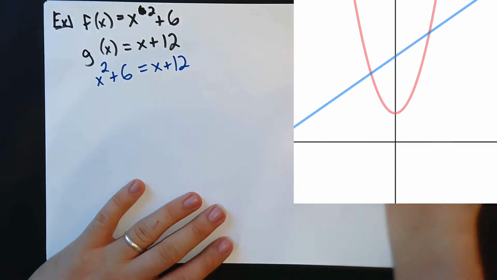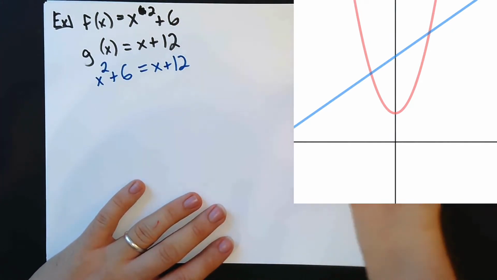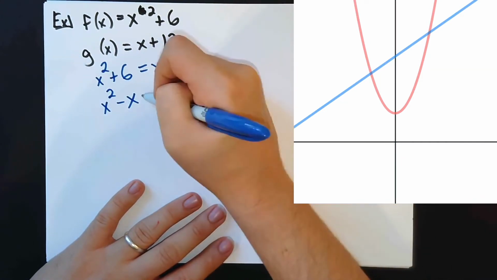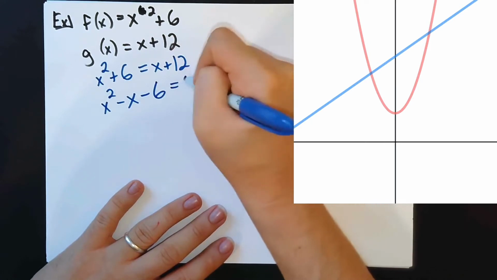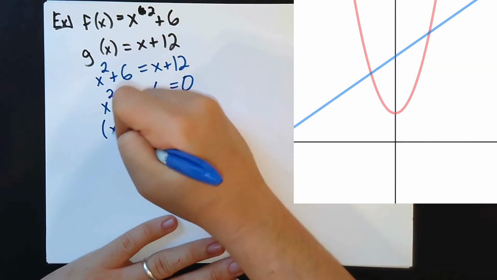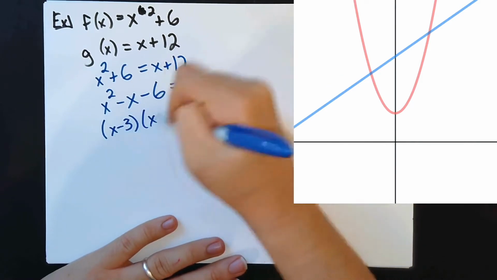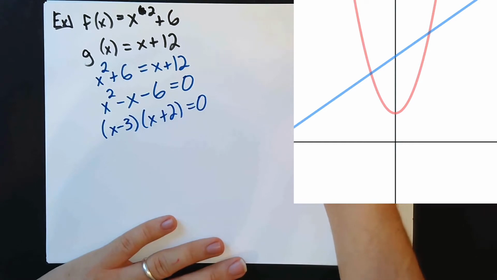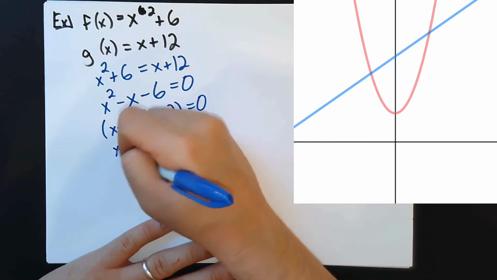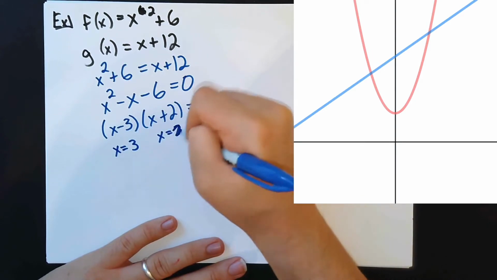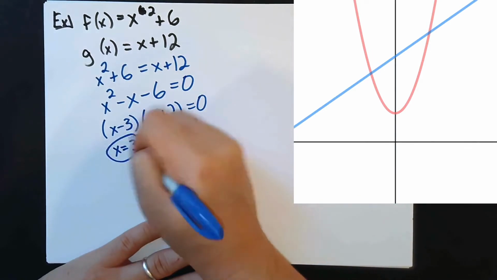And I'm going to solve this equation by moving everything over to the left. So I'm going to get x squared minus x minus 6 equals 0. And so I'm going to factor this. This will be x minus 3 times x plus 2 equals 0. And so I will find two x's: 3 and minus 2.